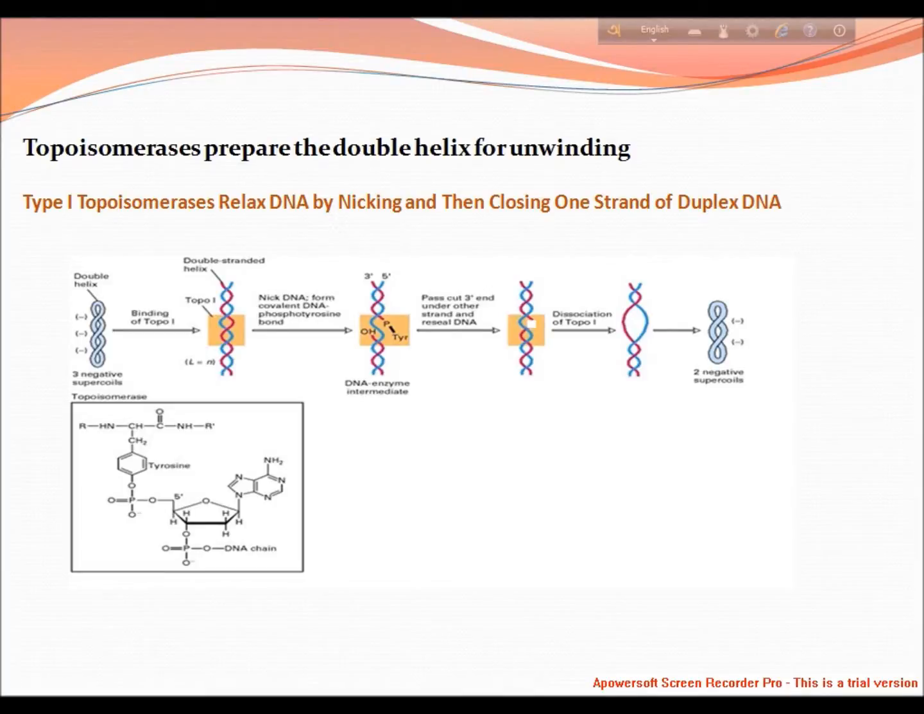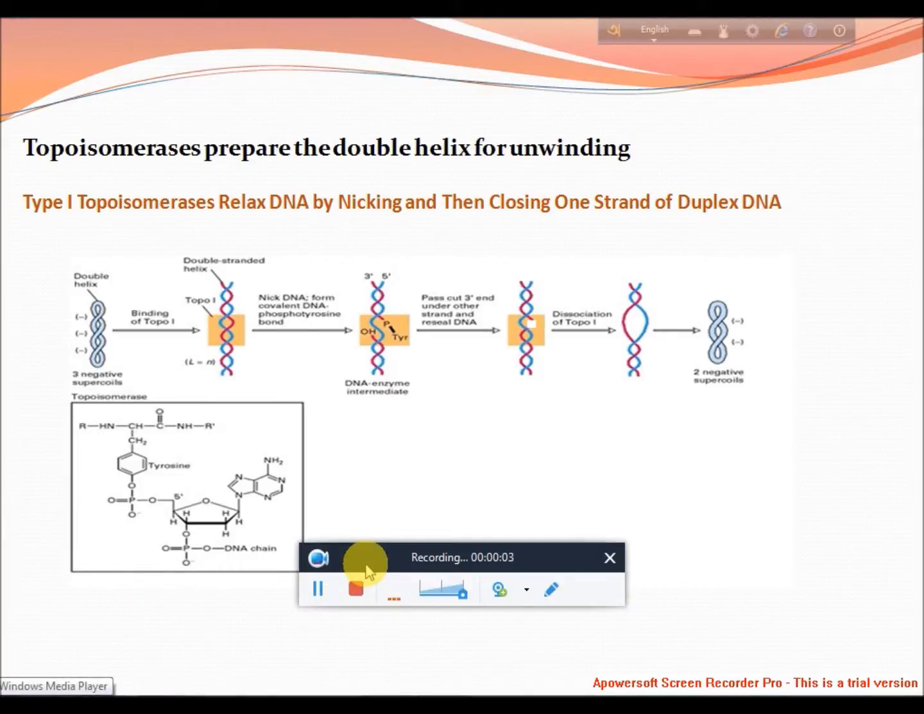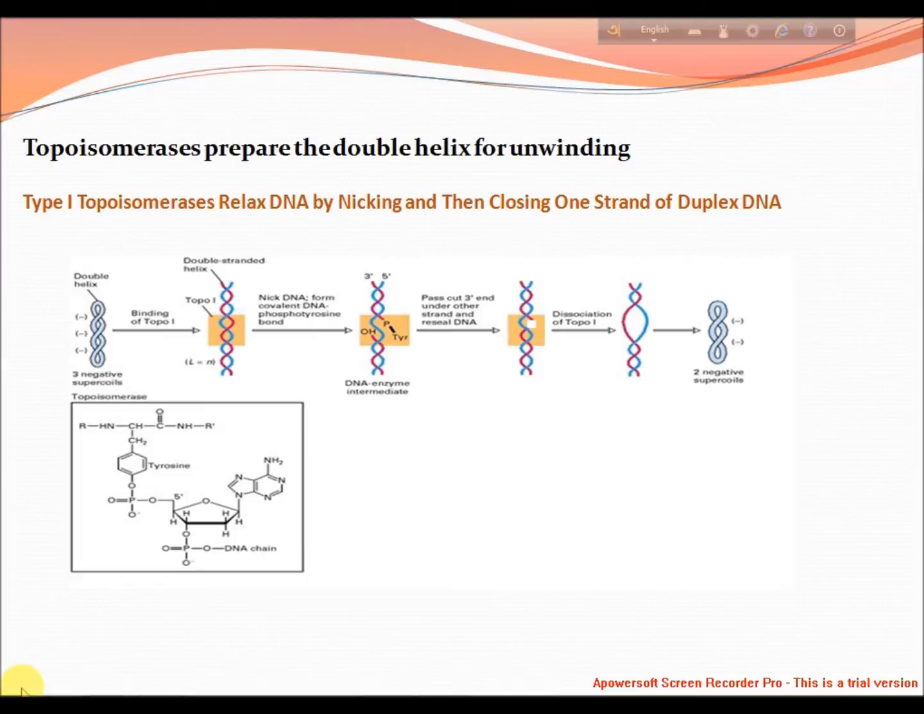First, describing the type 1 topoisomerase, which relaxes DNA by nicking and then closing one strand of duplex DNA. Topoisomerase 1 comprises 4 domains, which are arranged around a central cavity having a diameter of 20 Angstroms, just the correct size to accommodate a double-stranded DNA molecule. This cavity also contains a tyrosine residue, which acts as a nucleophile to cleave the DNA backbone in the course of catalysis.